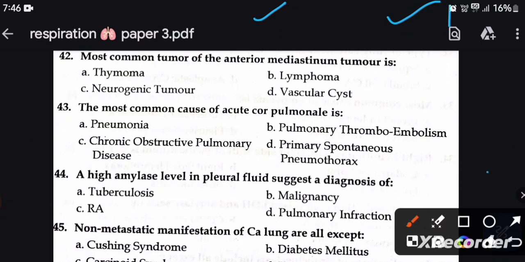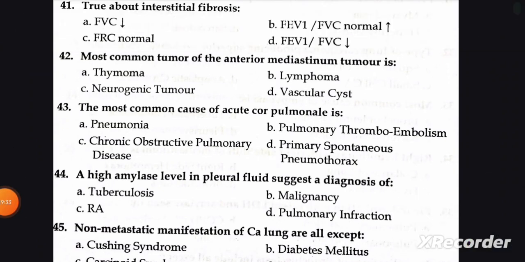Next question is most common tumor of anterior mediastinum is A thymoma, B lymphoma, C neurogenic tumor, and D vascular cyst. Right option is A, thymoma.